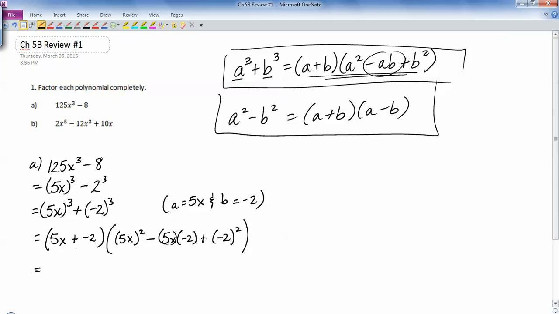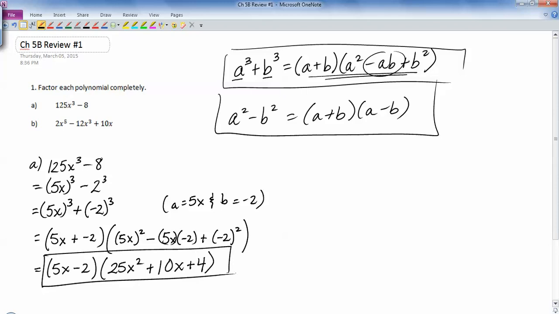If I simplify, the first parentheses just turns into 5x minus 2. In the second parentheses, 5x times 5x is 25x squared. Then 5x times negative 2 is negative 10x, and with the other negative that makes it plus 10x. Then negative 2 squared is plus 4. That's as far as you can go with this. So there it is in factored form. That's A.